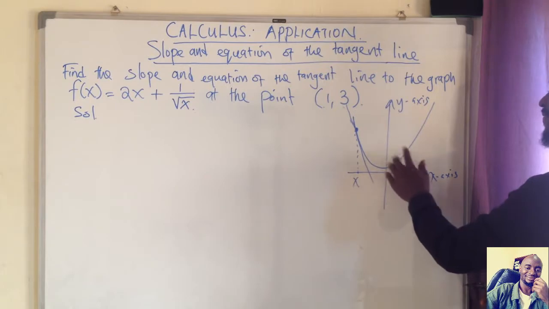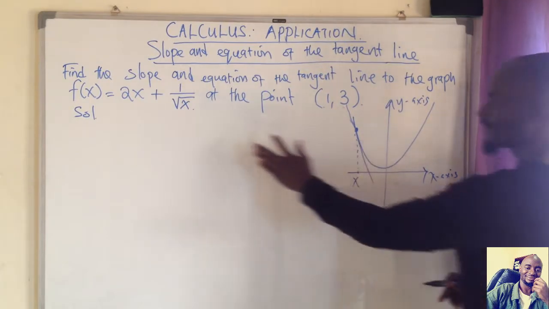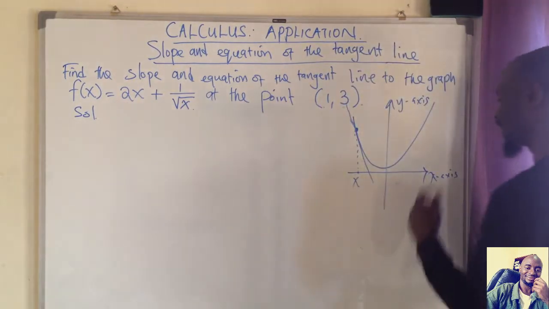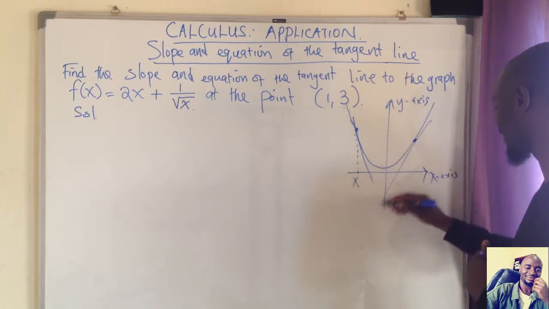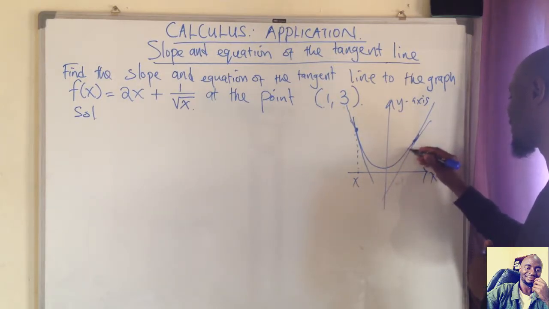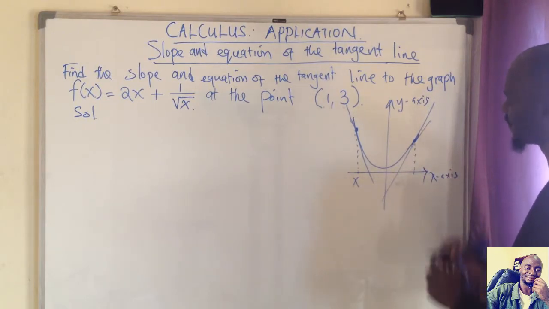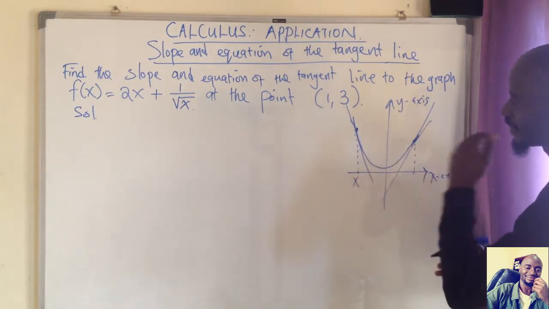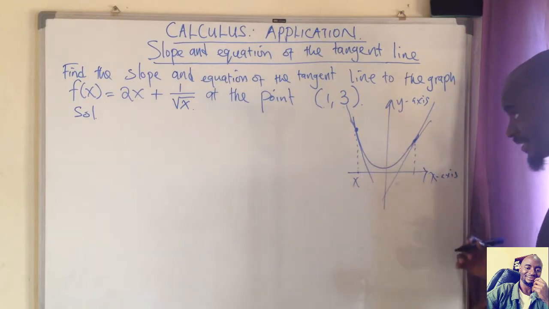So first we need to find the gradient function for the given curve. The curve that we are given is this. For us to find the gradient of that tangent, we have to find first the gradient function. To find the gradient function, you differentiate the given function. So I'm going to differentiate, or find the derivative.